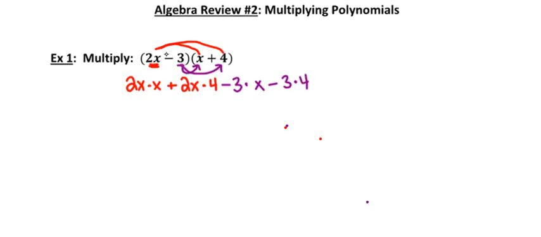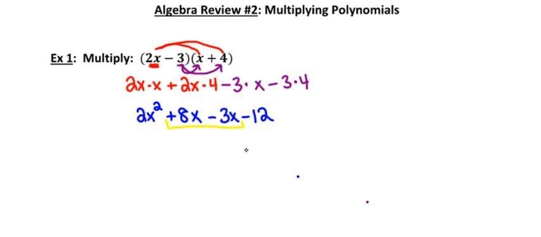So again, you have to think about distributing each of the terms in the first set of parentheses to the second set of parentheses. So when we multiply 2x times x, we get 2x squared, or 2x to the second. When we multiply the 2x times the 4, we end up with 8x. Multiplying the minus 3 times the x gives us minus 3x, and multiplying the minus 3 times the 4 gives us minus 12.